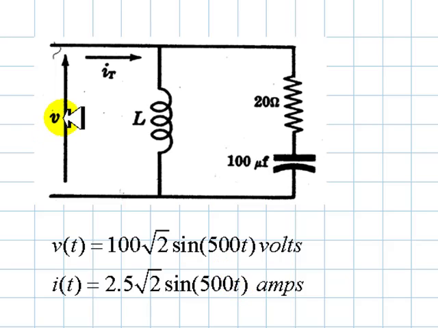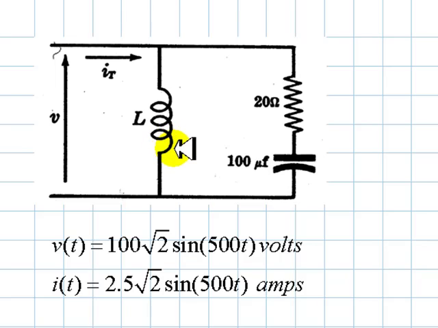So we know this voltage and this current. This resistor is 20 ohms. This capacitor is 100 microfarads. We are to compute the inductance in henries of this inductor in this branch.